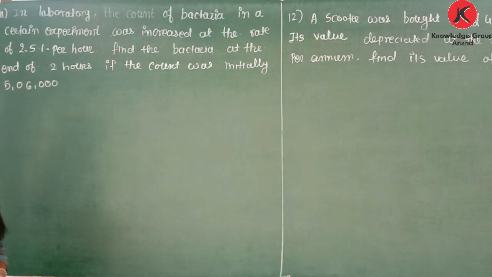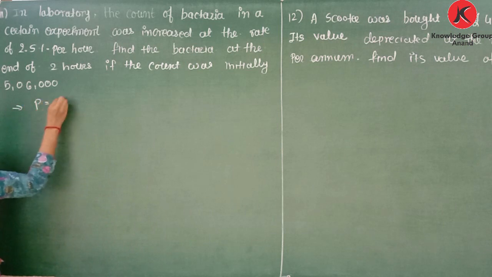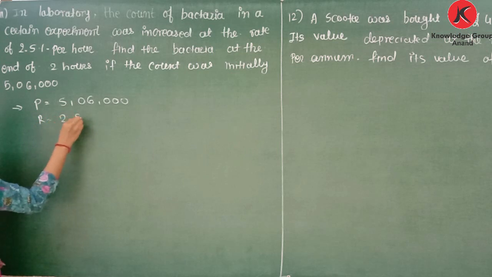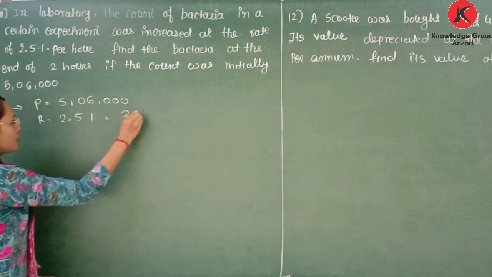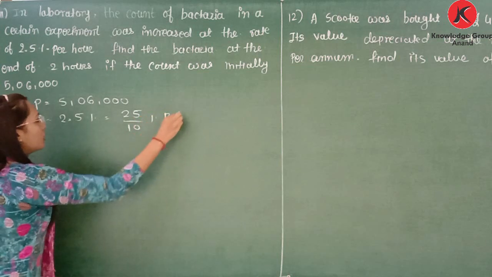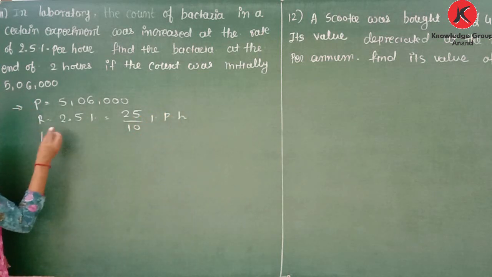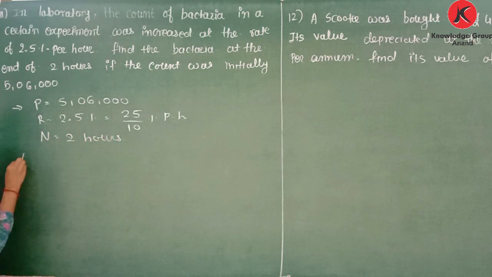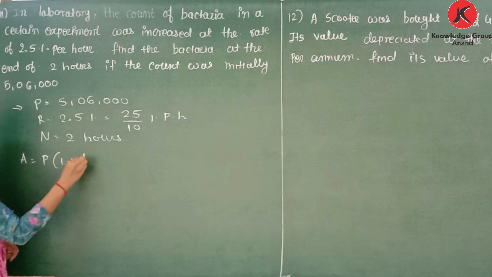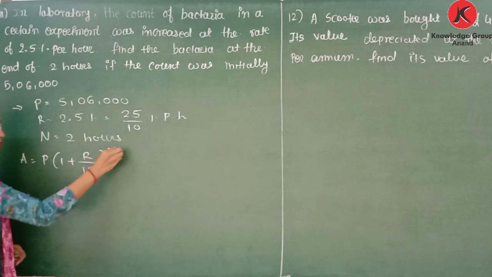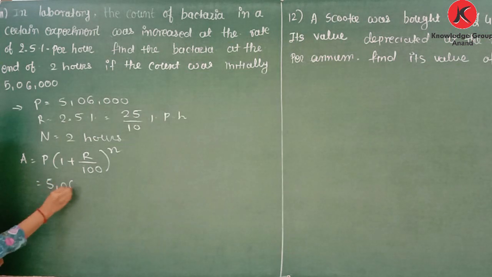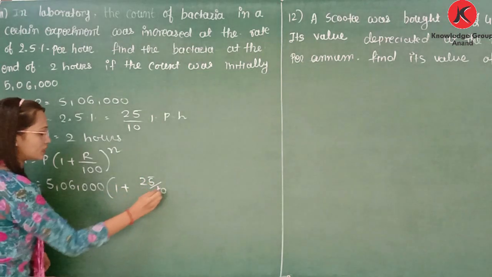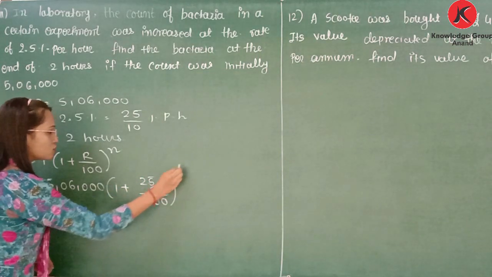Rate of interest is 2.5. So here we can write P, that is 5,06,000. Rate of interest is 2.5%. Here you can write this 25 by 10% per hour. And that is 2 hours. Now we write the equation. Amount is equal to P 1 plus R divided 100 raised to N. So 5,06,000, 1 plus rate of interest is 25 by 10 divided by 100 raised to 2.